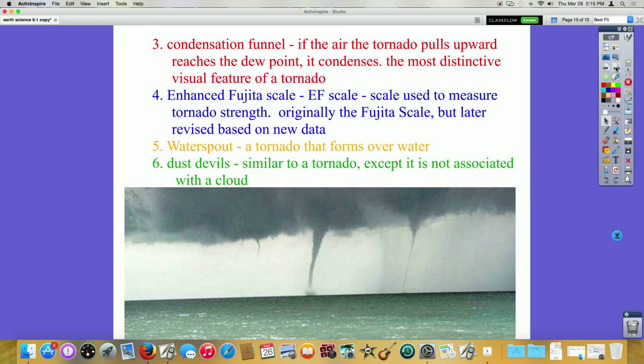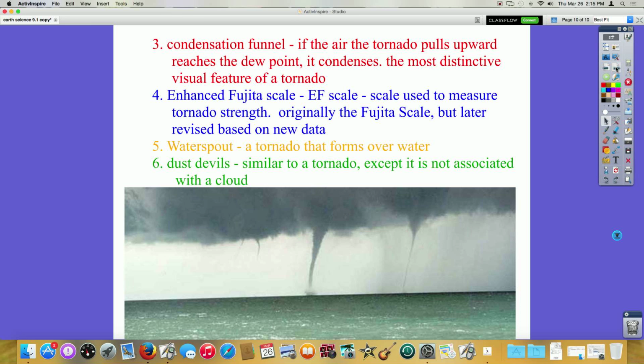The scale used to measure tornado strength is the enhanced Fujita scale. It used to just be called the Fujita scale. However, new data caused them to revise the scale, and it was then dubbed the enhanced Fujita scale. In some of the older movies, you may hear referred to an F5 or an F3. That's based off of the Fujita scale, the original one. Now, they might still actually use the term F or EF because they did rename the scale.